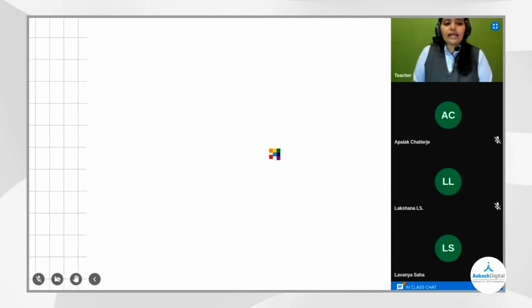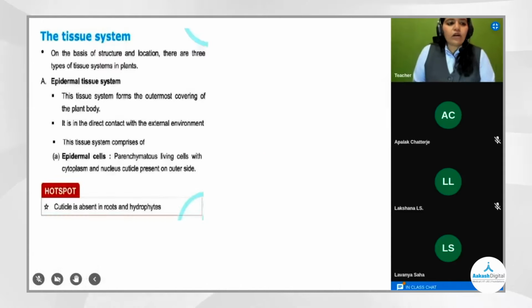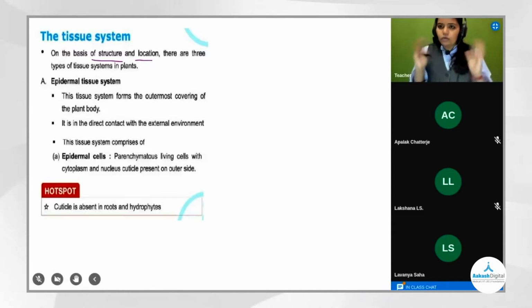So now let us start here with the tissue systems. If I talk about tissue system on the basis of structure and location, like structure, how do they look like, what are they made up of, as well as location, like where they are present. Are they the external structure, like the outer one, or are they the stuffing inside, or are they actually responsible for any other function also, whatever it is. So whatever their structure is or the location, on the basis of that, we have three types of tissue systems.